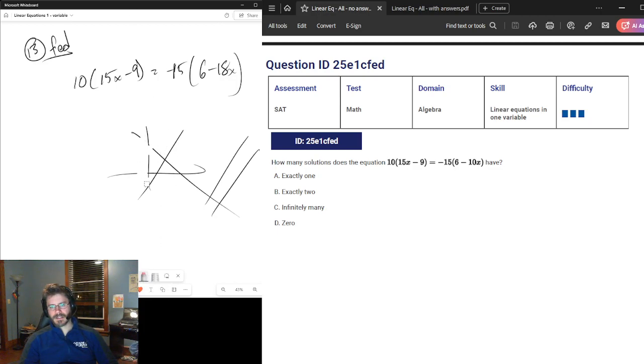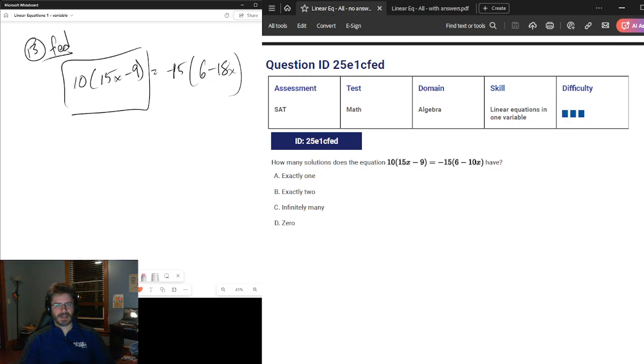You could plug this into Desmos. You are allowed to use Desmos on the test. So that may be the easiest thing to do here. What I would do is on one line, type that in, and on a new line in Desmos, type that in and see how many points of intersection they have. If they overlap perfectly, it's infinitely many. If they're parallel, 0 solutions. If they are intersecting, 1 solution.